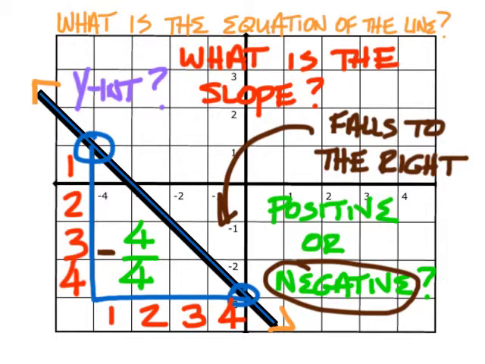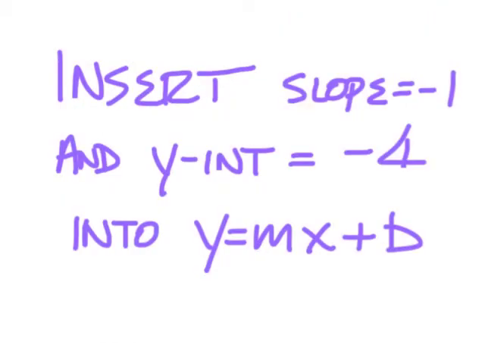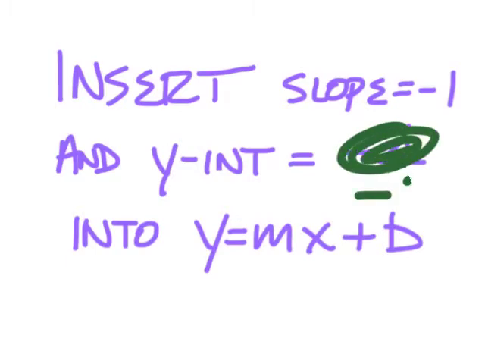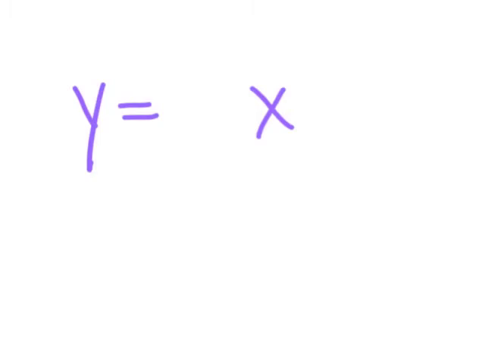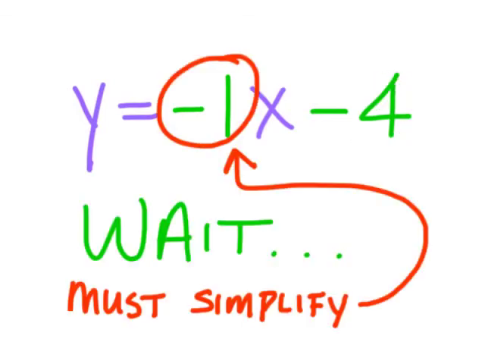Now, what is the y-intercept on this graph? Nope, not negative 2. Negative 3. It's right here. So we have a y-intercept of negative 3. And for some reason I put it down as negative 4. It should be negative 3. So you have a slope of negative 1 and a y-intercept of negative 3. Put them into this equation. So y equals negative 1x, and instead of minus 4, this should be minus 3.